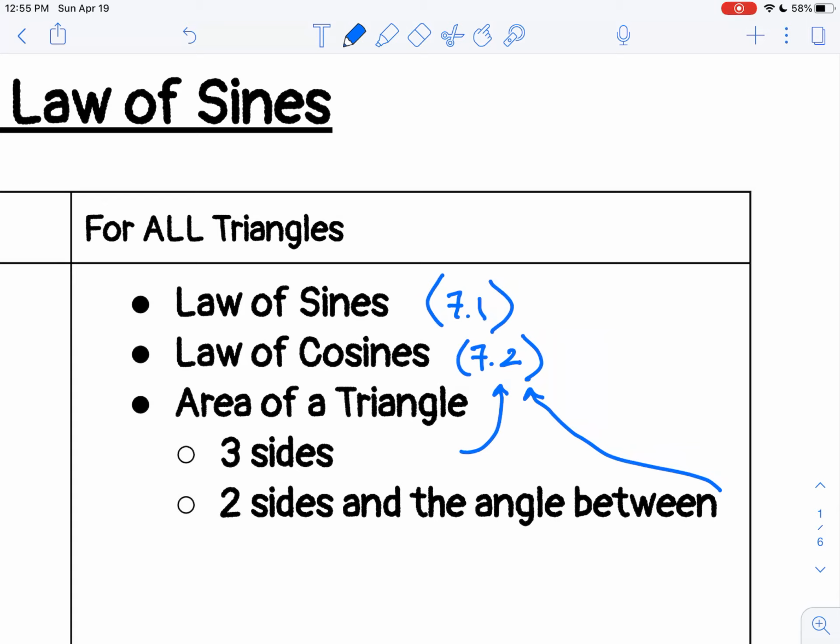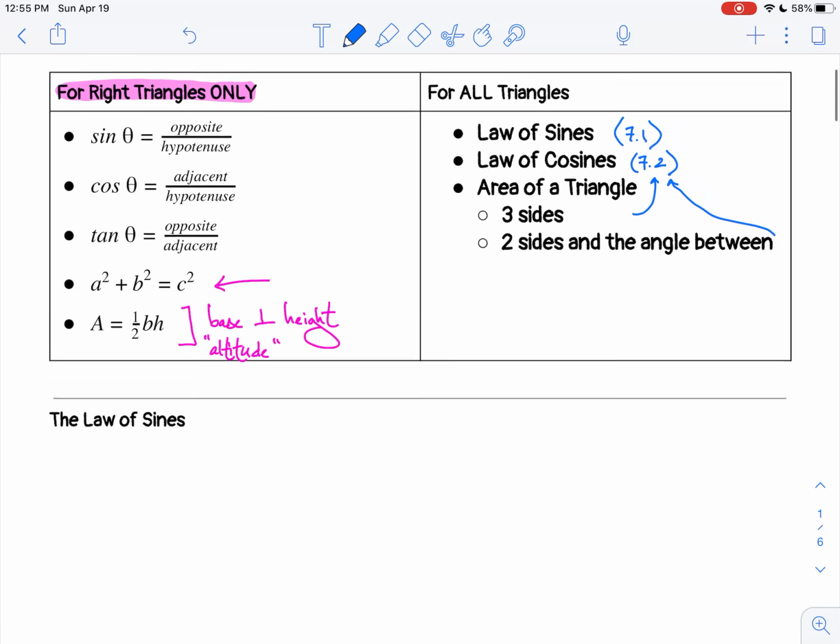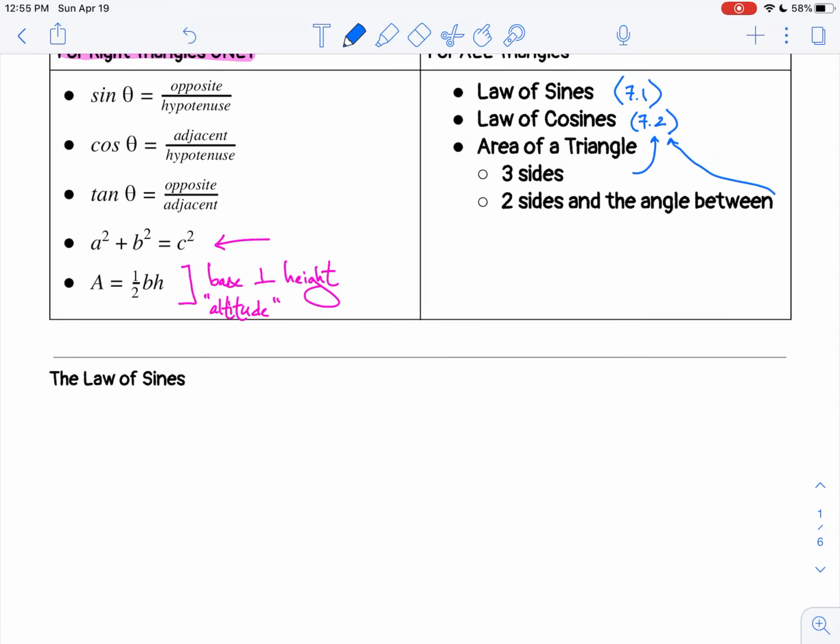So again, this whole first section is about what we do if the triangle is not right, and it turns out that there are some formulas we can use to figure out the sides and the angles of that triangle. Okay, so we're going to talk about the law of sines here.